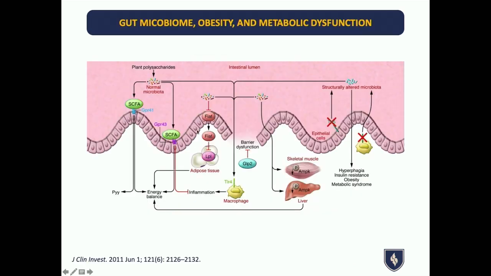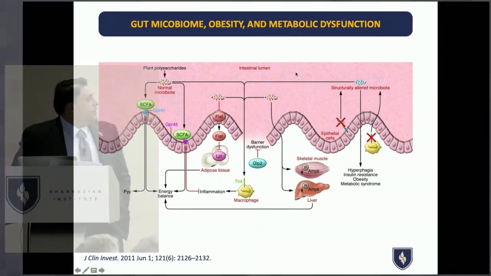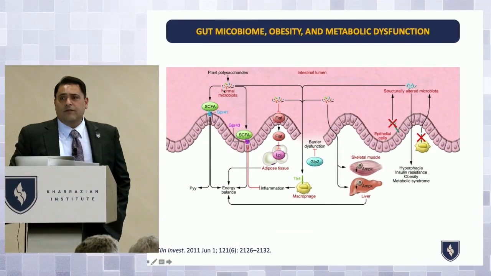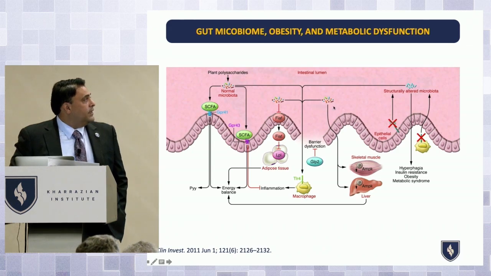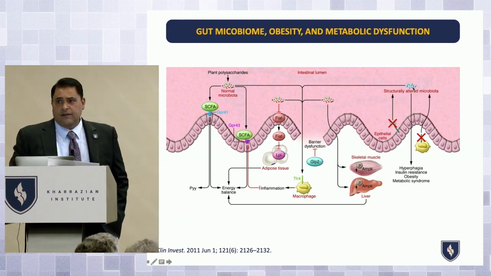Over here, this is the gut. And you see this pathway here, normal microbiota on the left-hand side. You see structurally altered microbiota. You see how many colors are here? That's representing diversity. More colors here, more microbiota diversity. Only one color here, less diversity.